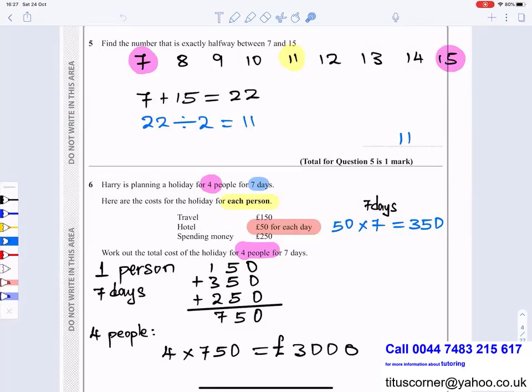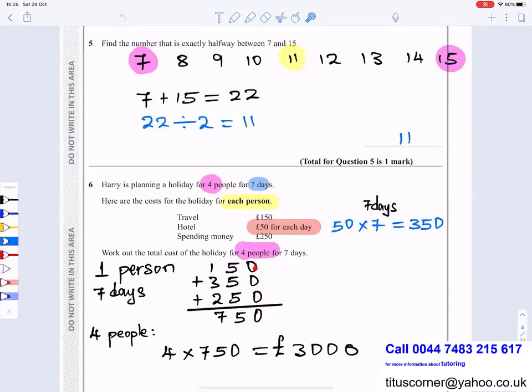Let's work out for one person. For one person is 150 for the travel plus 350. Because for the hotel is 50 for each day, for 7 days is 7 times 50. So that's 350 pounds for the hotel. Plus spending money is 250.